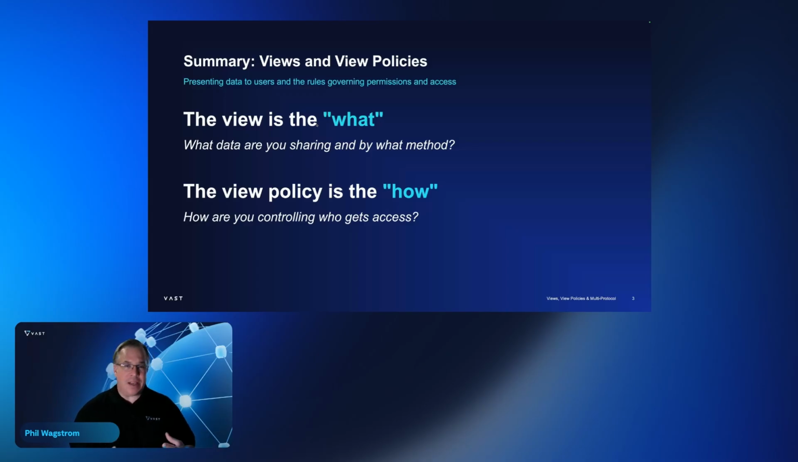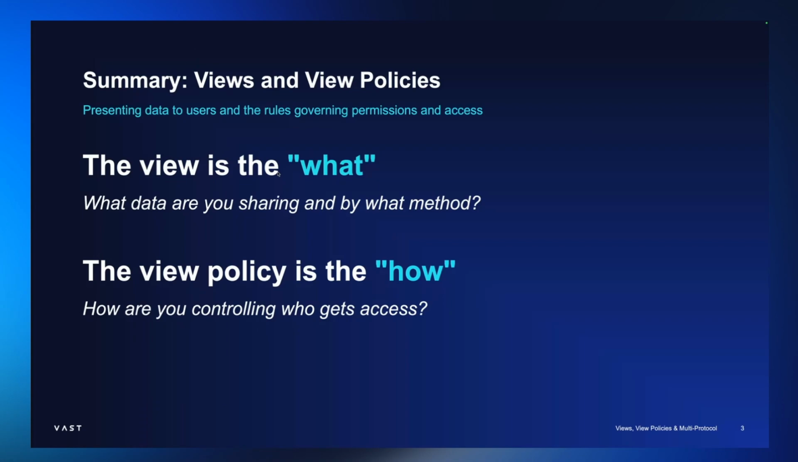The view policy is more of the how. How do we want to control who has access to this? What are the rules? What kind of permissioning model do you want to use? What VIP pools, or what IP addresses on the VAST cluster, do you want to expose this data on? What kind of logging do you want to do for auditing and things like that? So there are two different portions of things, and when we talk about creating the initial buckets, we'll touch on each one of these.